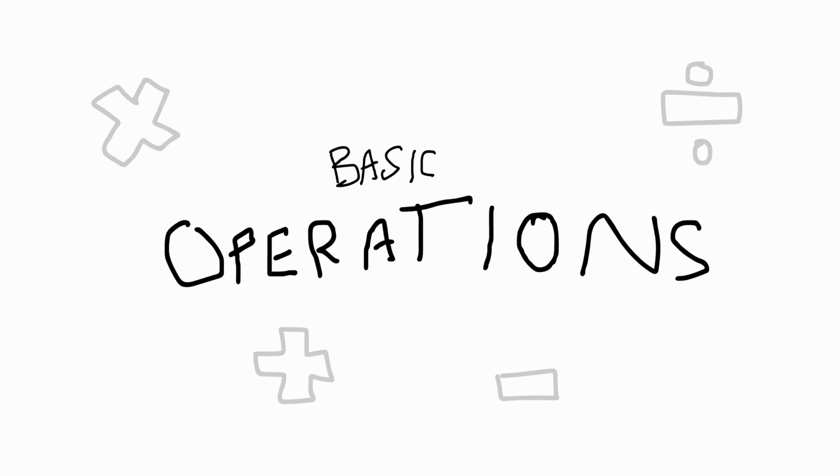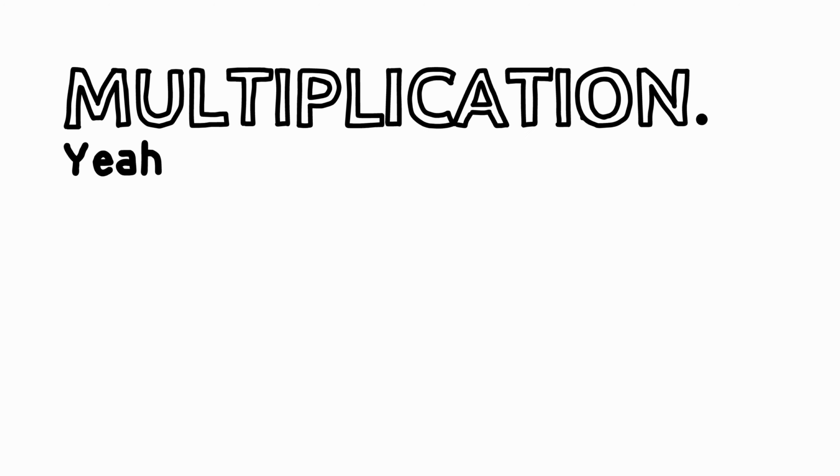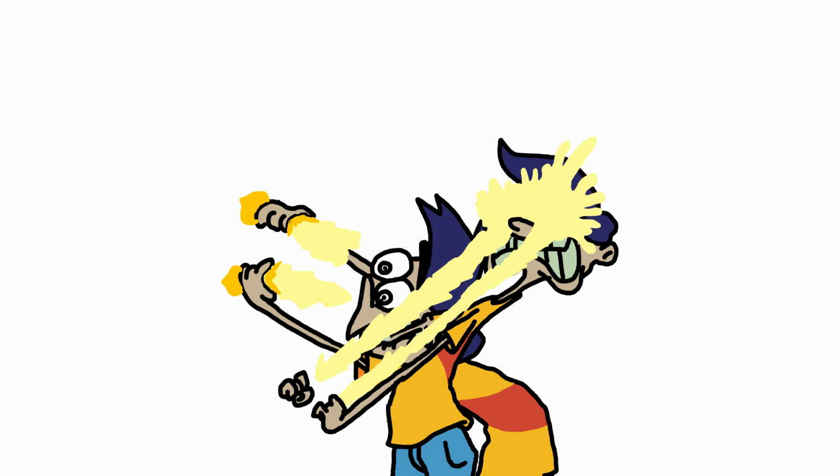Let's look at the basic operations. Multiplication first. Yeah, that 1 times 1 stuff. It's easy peasy, lemon squeezy. Here's 2 fractions that you want to multiply. All you gotta do is bloop them together like this. And yeah. Next.